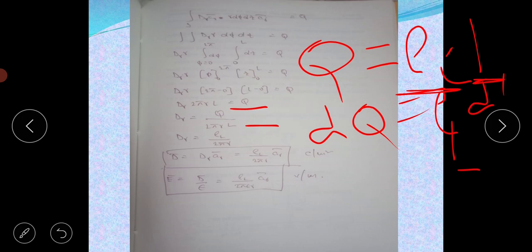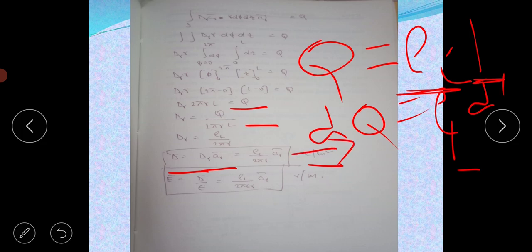So D equals, here the electric flux direction is only in radial direction, so electric flux density is also in radial direction. It has only a radial component. So D equals Dr into ar, Dr equals rho L by 2 pi r. So D equals rho L by 2 pi r into ar coulombs per meter square. This is the electric flux density expression.